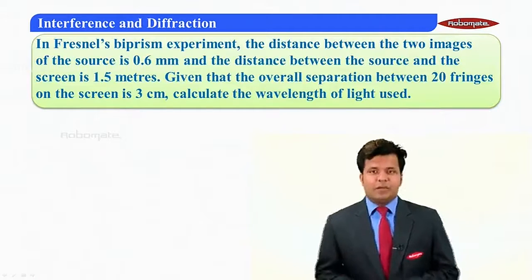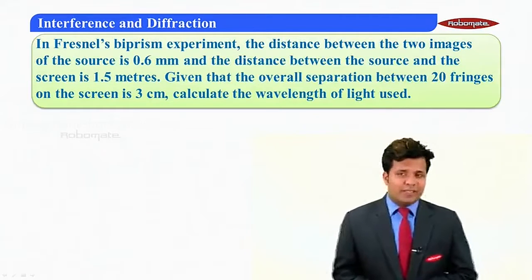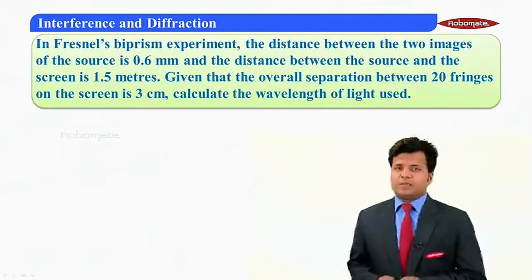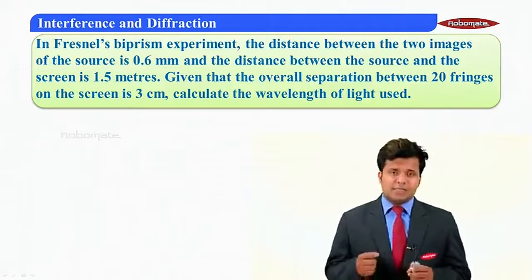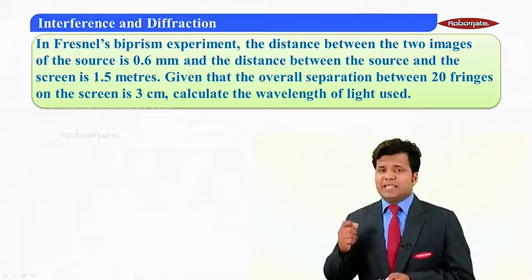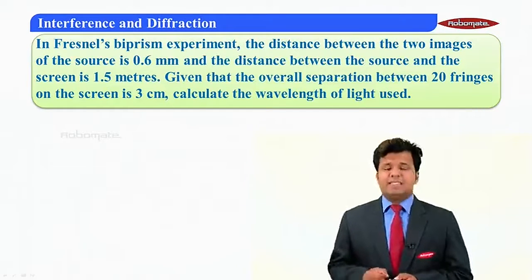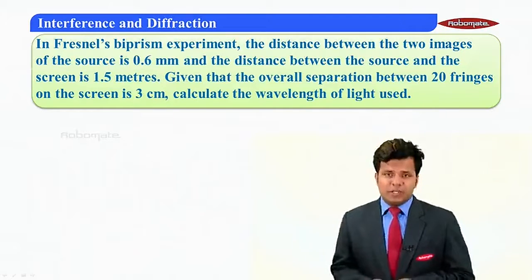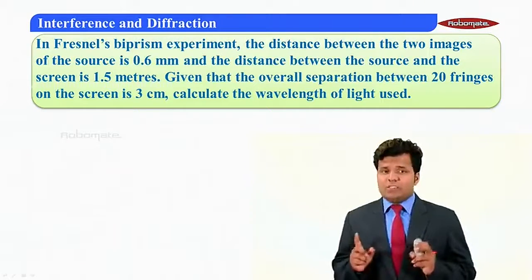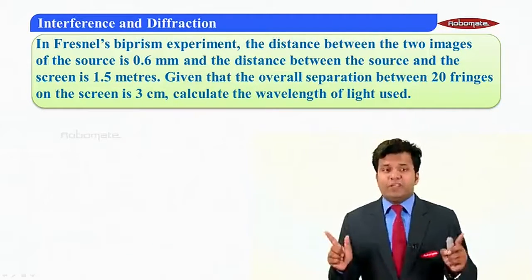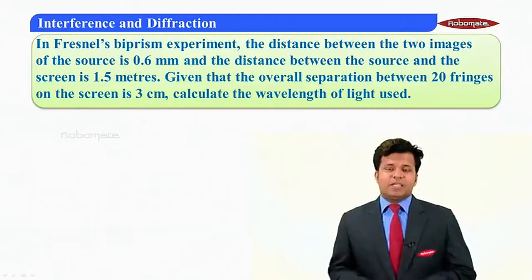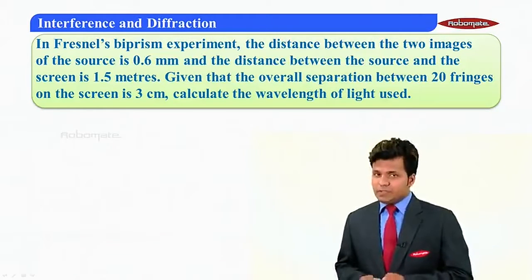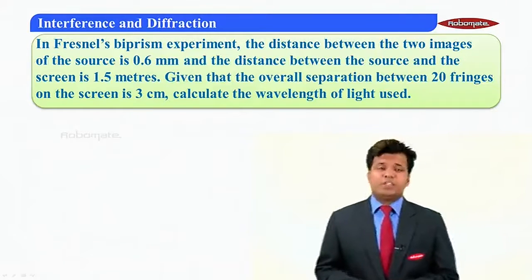Okay, second numerical. The second numerical is, in Fresnel's biprism experiment, the distance between two images of the source is 0.6 mm, and the distance between source and the screen is 1.5 meter. Then it is given that the overall separation between 20 fringes on the screen is 3 centimeter. Calculate the wavelength of light used.